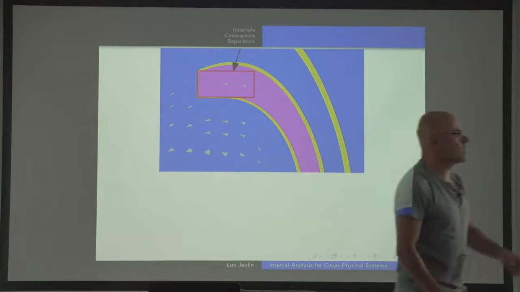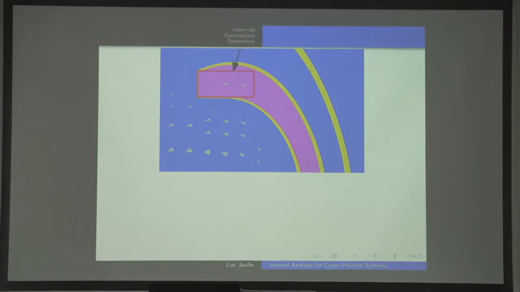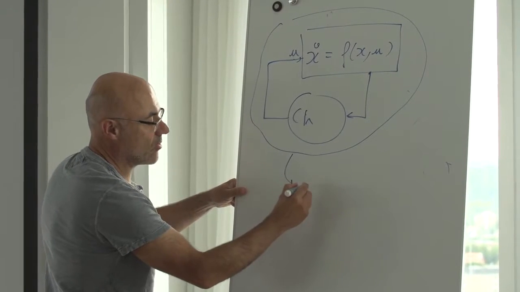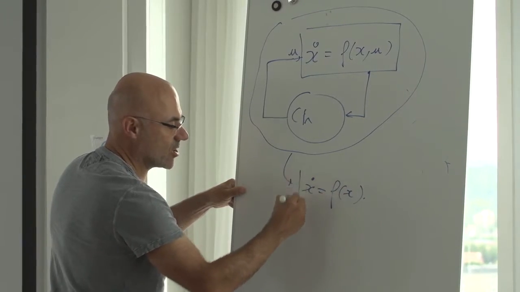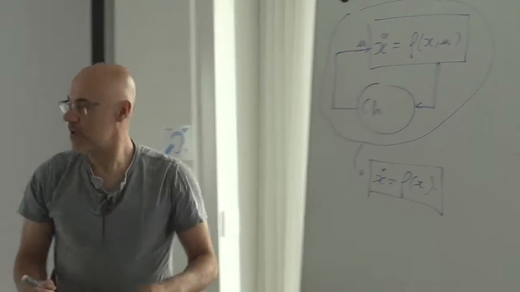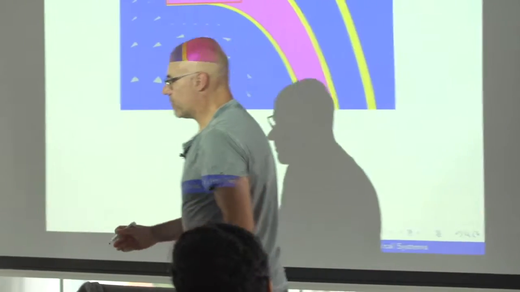We have a state system. Assume that this system, as soon as it is controlled, there is no more input, it becomes something like a differential equation like this. So assume that I have a differential equation.